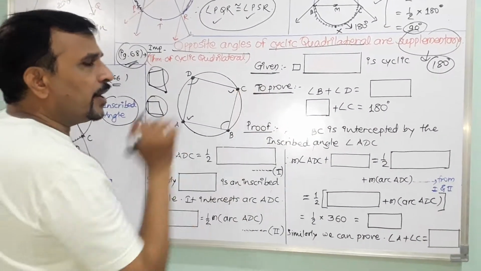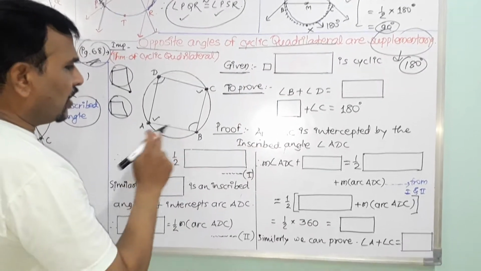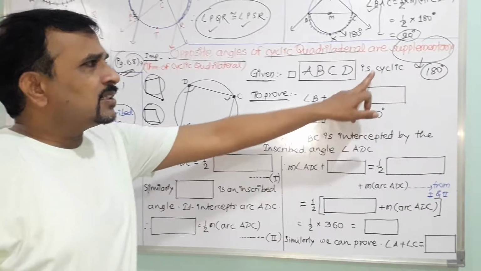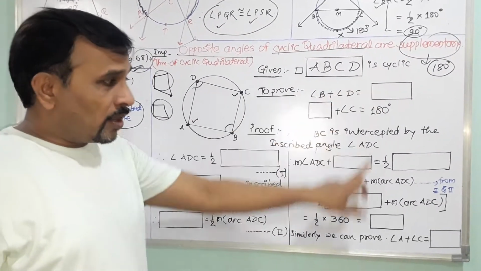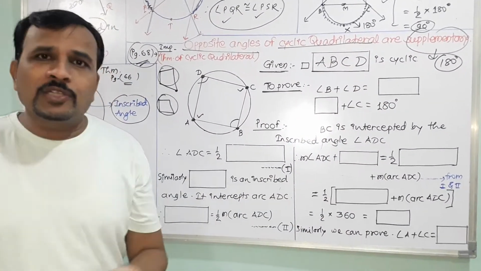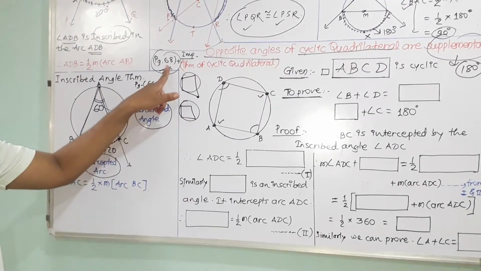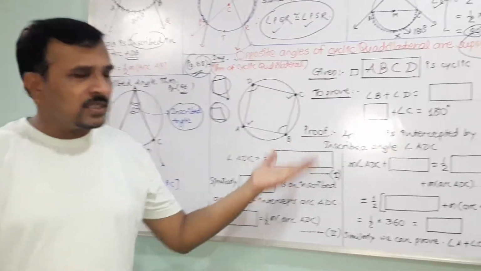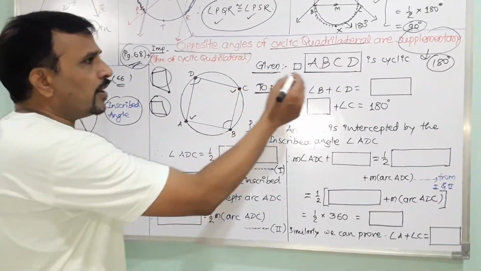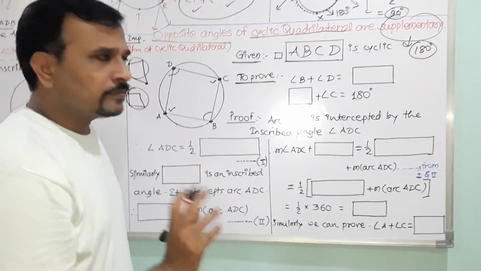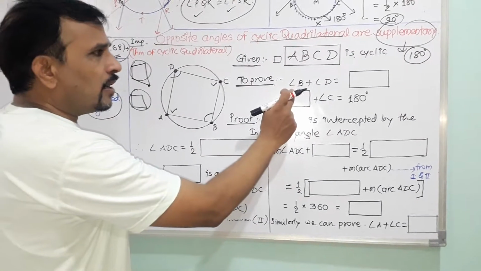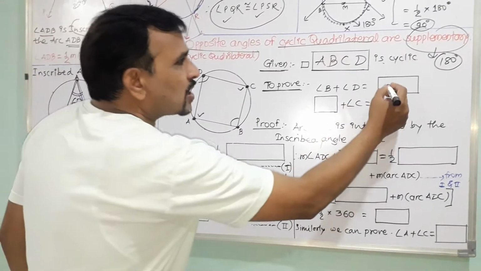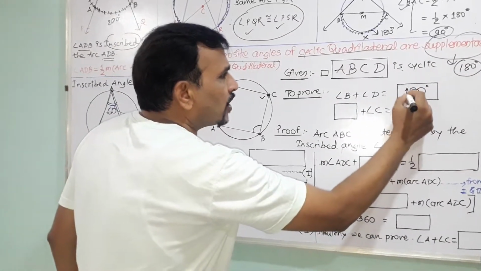See, given quadrilateral, the name of the quadrilateral we can write in the fill in the blanks: ABCD is a cyclic quadrilateral. You have to complete this activity in the exam also. Page number 68, that theorem is clearly given in your textbook. You can see it later on. Given quadrilateral ABCD is cyclic, to prove angle B plus angle D. See, these are opposite angles, so their sum is 180. This is also a fill in the blanks you have to complete.